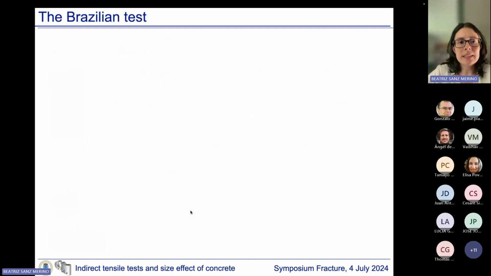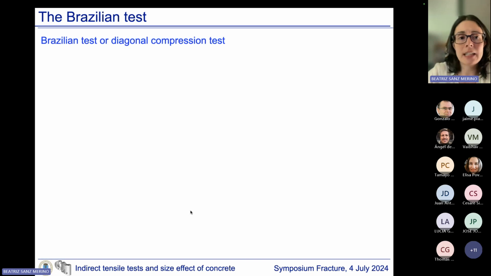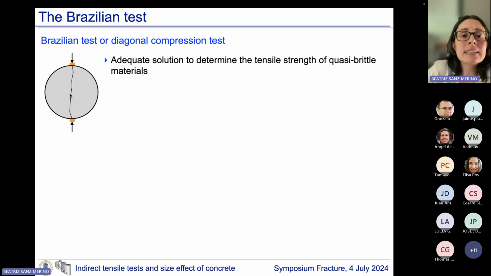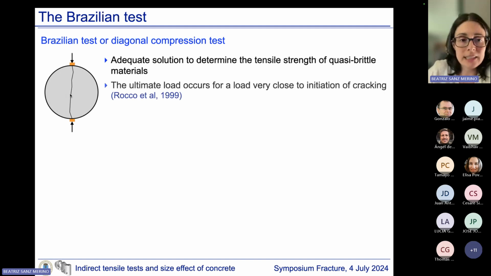Now, let me present the Brazilian test, which is an indirect test, also known as the diagonal compression test. In this case, a compression load is applied through two bands. I don't know if you can see the mouse moving through the screen. And then the specimen is supposed to split into halves. This test is an adequate solution to determine the tensile strength of quasi-brittle materials.